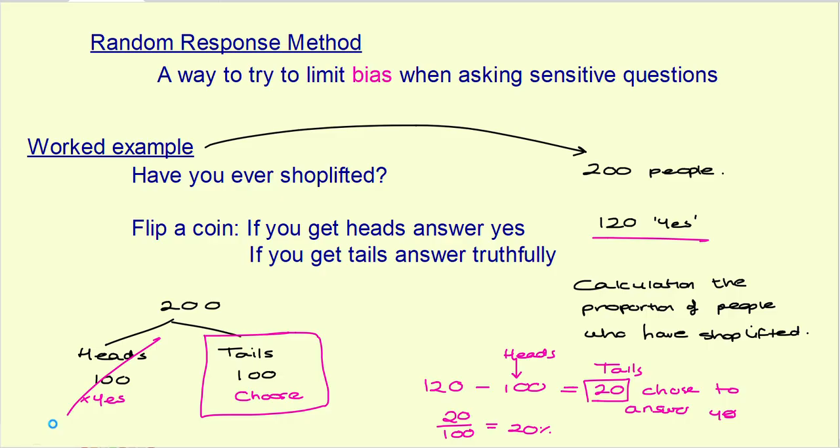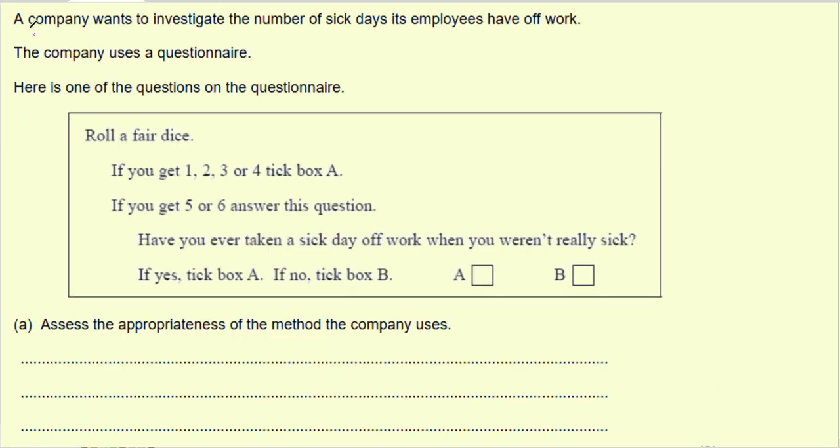So let's do a proper GCSE question based on this. A company wants to investigate the number of sick days its employees have off work. The company uses a questionnaire, and here is one of them. If you get a 1, 2, 3 or 4, tick box A, so this is a fair dice. You have to, if yes, so yes is A, let's just make this clear, and no is B.